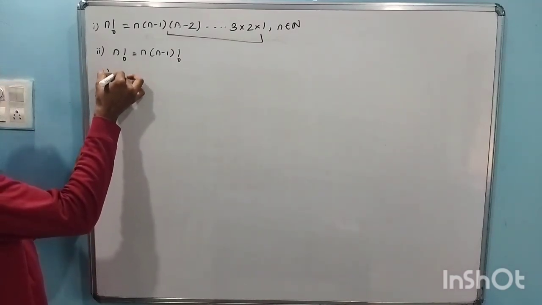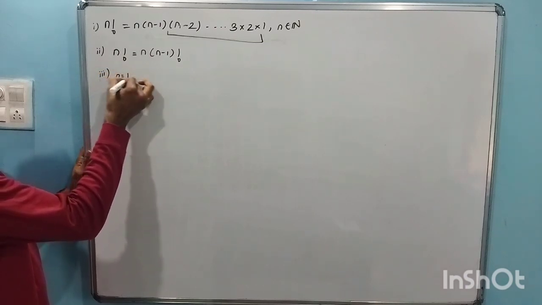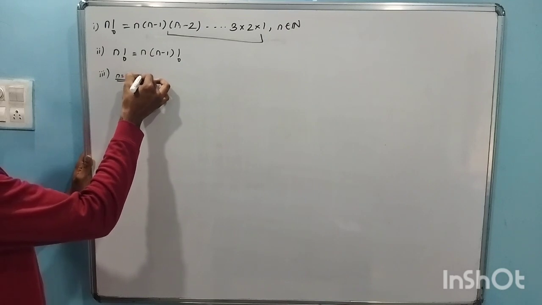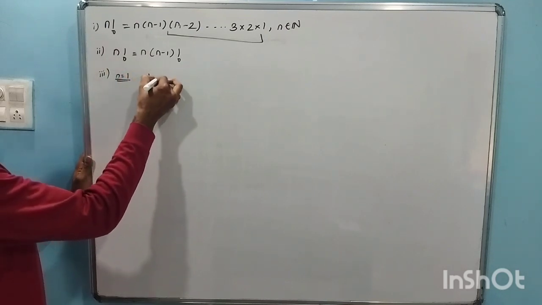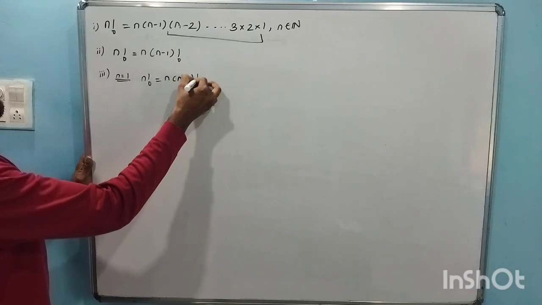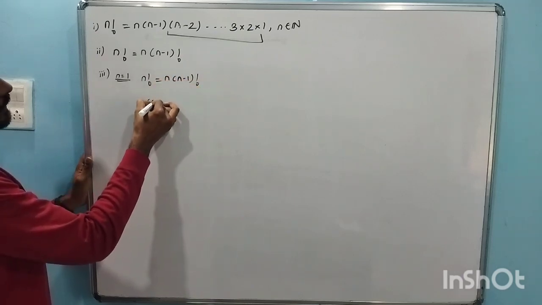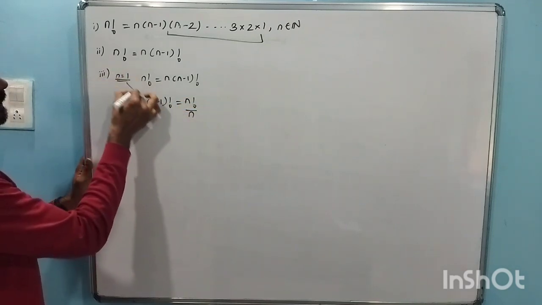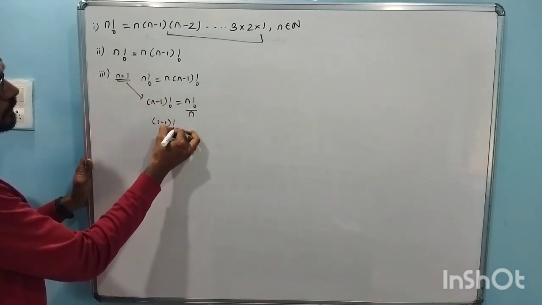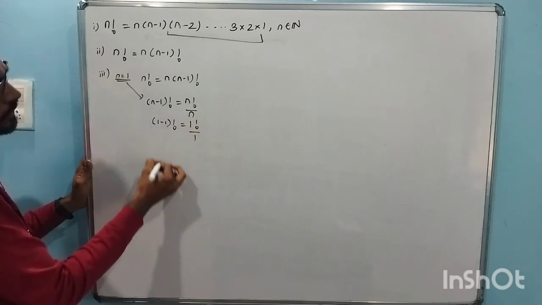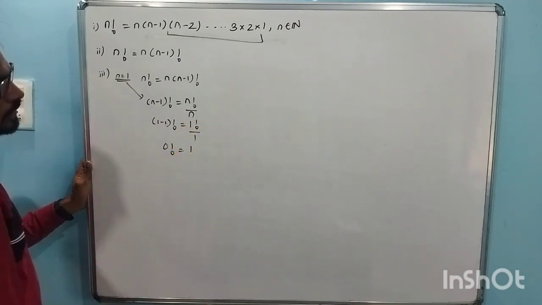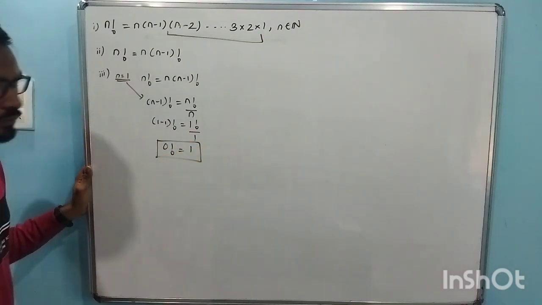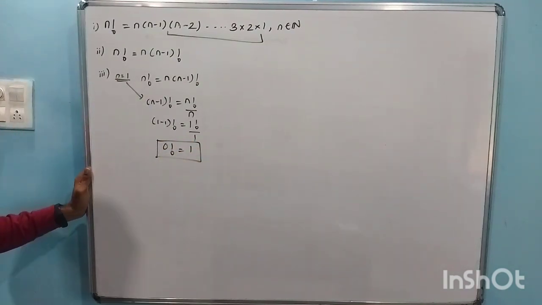See, if I substitute n is equal to 1 here in this second property, what do we get? n factorial is n into (n minus 1) factorial. So (n minus 1) factorial will be n factorial upon n. Now if I substitute 1, then (1 minus 1) factorial will be 1 factorial upon 1. So 0 factorial will be 1. Correct? So from this you got 0 factorial. What is 0 factorial? It is 1.